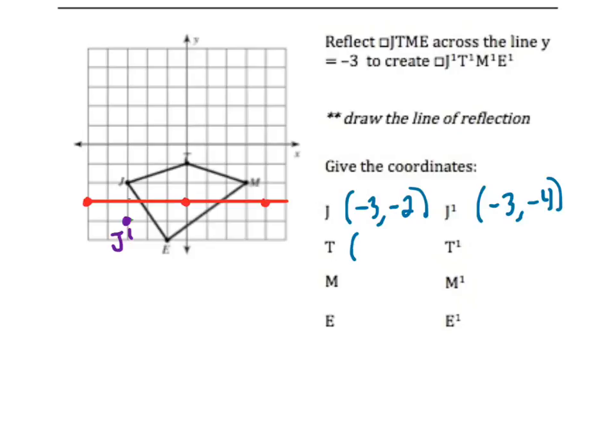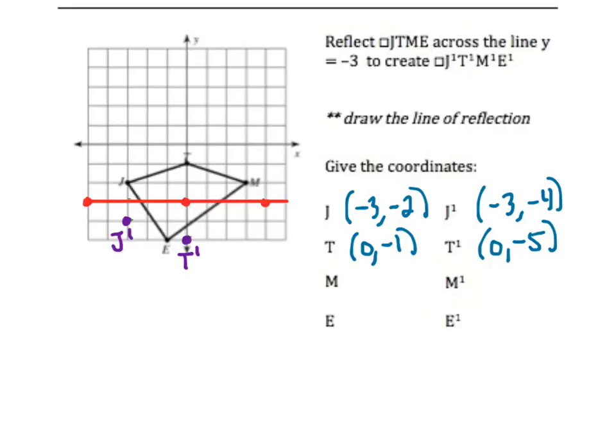How about point T? Where's point T right now? It's at 0, -1. See, I start at the origin, and all I do is go down 1. So now I have to go down to the line. That takes me 2 units. And now on the other side of the line, that's going to be 2 more units. There's my point. There's T sub 1. And what are the coordinates of that? 0, -5.